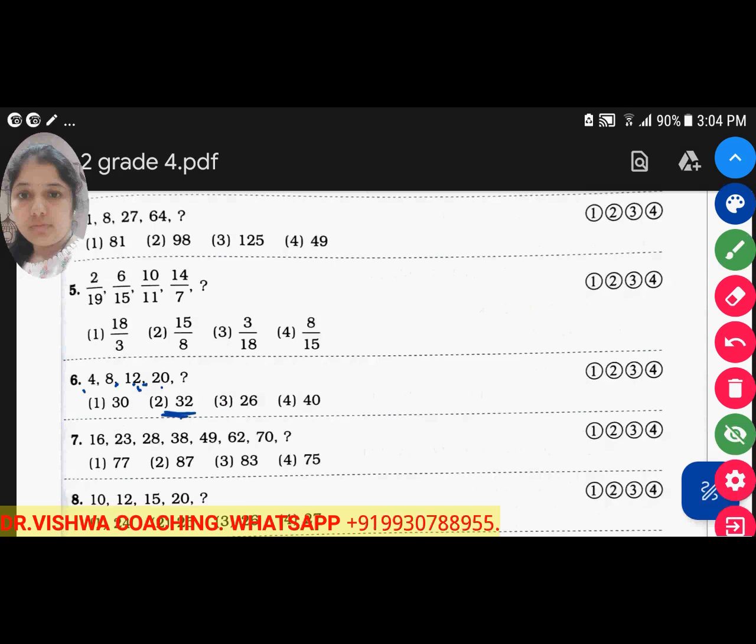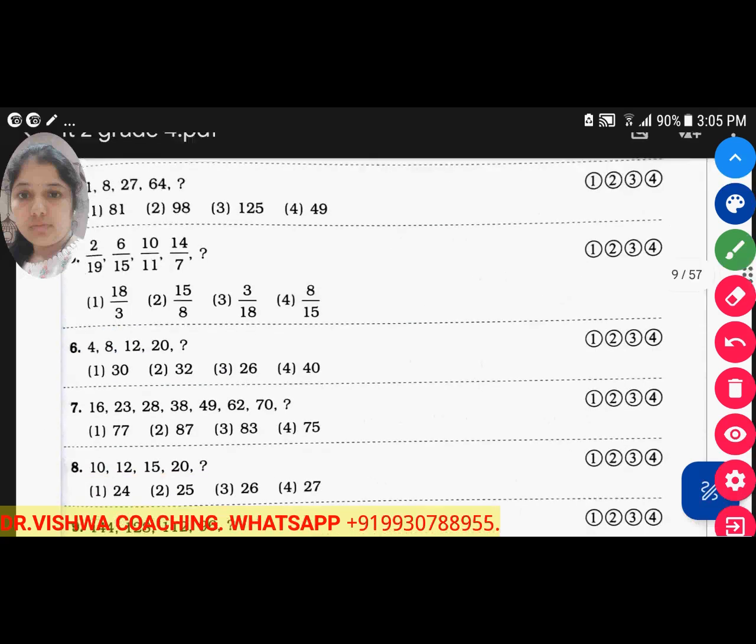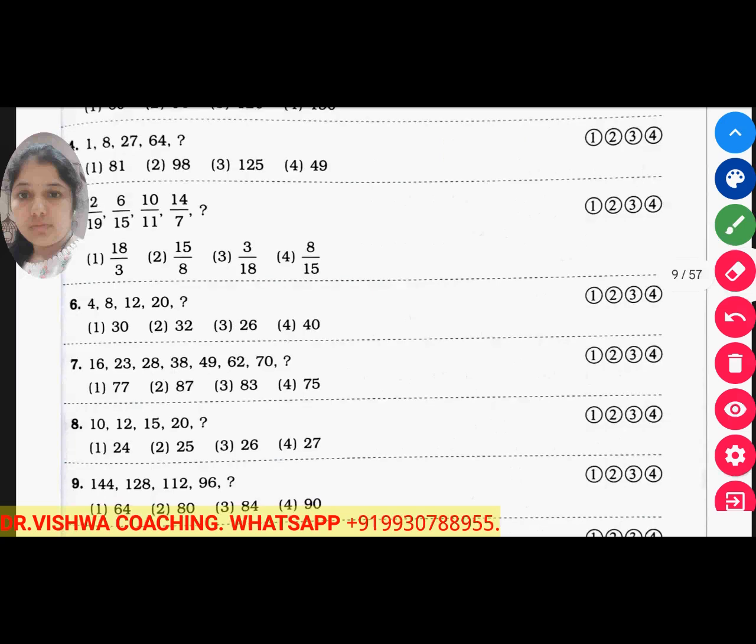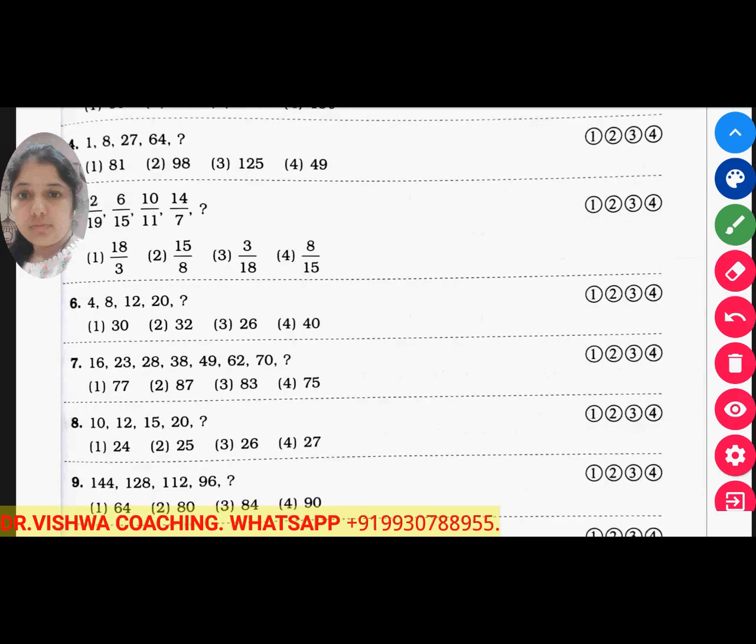Okay, so you have to think like that, what could it be? Sometimes the previous number gets added to the successive number to get the next number, like here they had done. Okay, now here again the same thing is done.